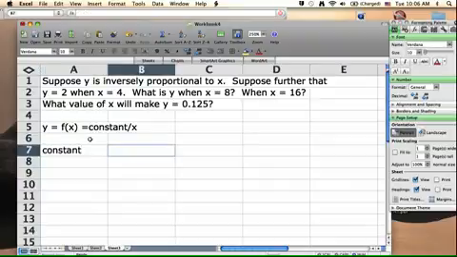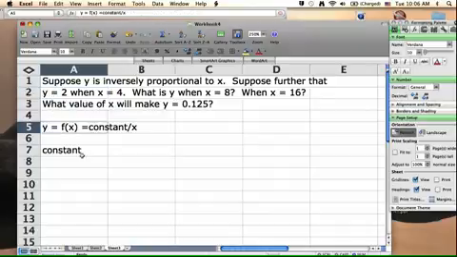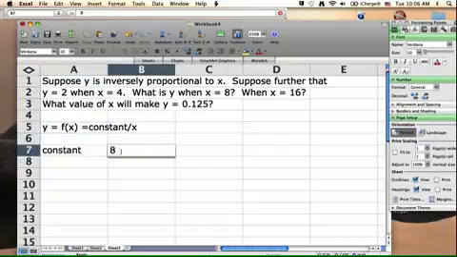Well, you can do some algebra, use the given information. When y equals 2 and x equals 4, plug in y equals 2 and x equals 4 into that equation, and solve for the unknown constant. You'll get the equation 2 equals the constant divided by 4, and if you multiply both sides by 4, you'll get that the constant equals 8.